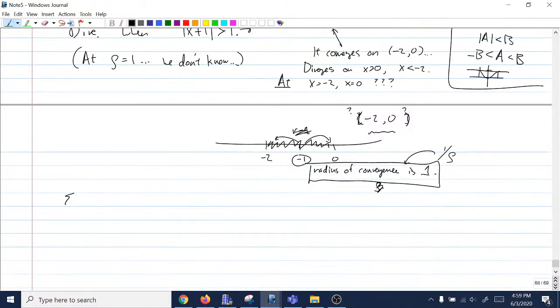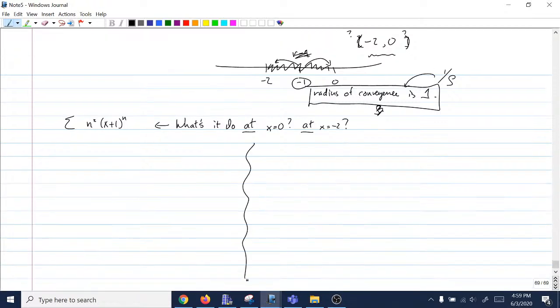The series was the sum of n squared times x plus 1 to the n. I want to know what this does at x equals 0, and what it does at x equals negative 2. And we're going to see what is almost always going to happen. When I plug in x equals 0, I get the sum of n squared times 0 plus 1 to the n, which is the sum of n squared. 1 to the n is just 1. Does this converge? No, n squared doesn't go to 0. This diverges by the divergence test.